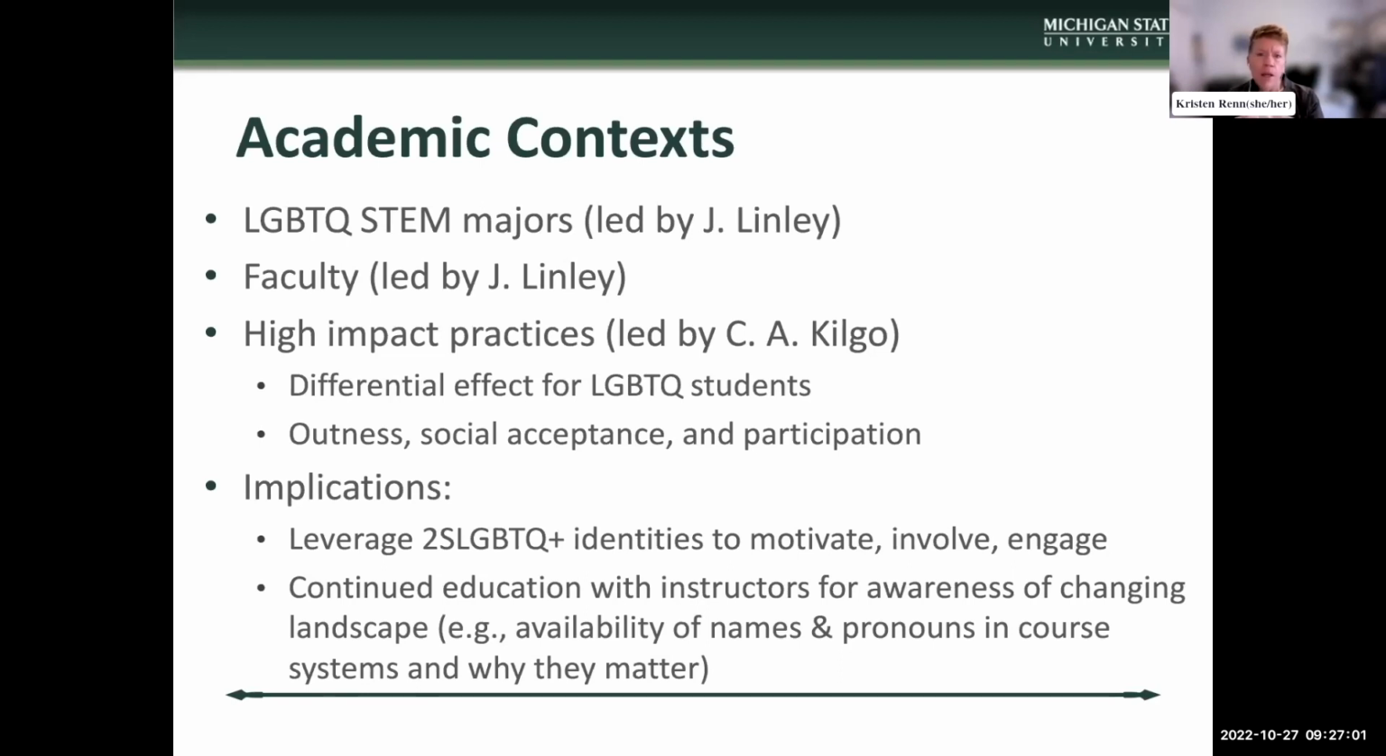So I think that thinking here about how do we leverage 2SLGBTQ plus identities to motivate, involve, and engage students in academic settings, but then also some continued education with instructors about how we help them be aware of the changing landscape. So campuses that are now allowing students to identify their names separate from their legal names, or identify their pronouns, like helping faculty and instructors understand why those things are happening, why they matter, helping them learn to do that correctly. Those kinds of implications, I think, can help us avoid some of the microaggressions and move towards really leveraging these positive academic outcomes that we tend to see.